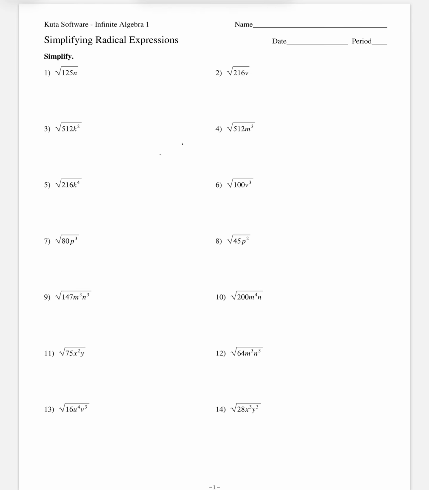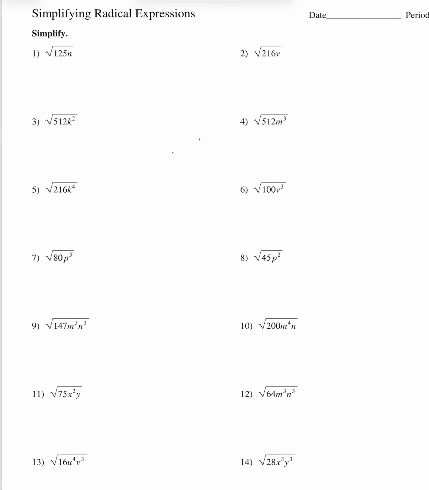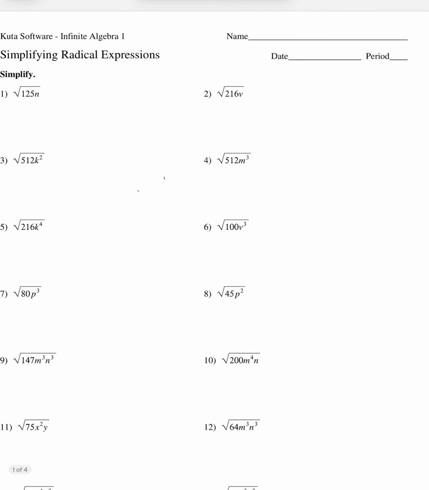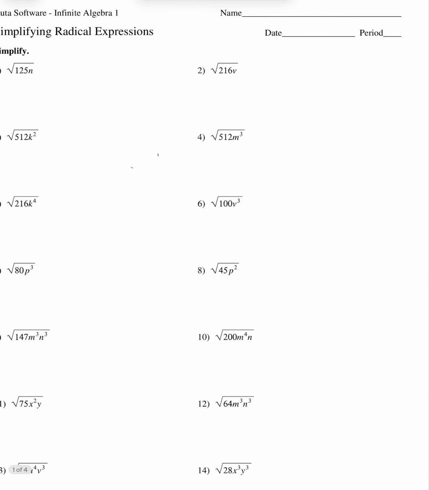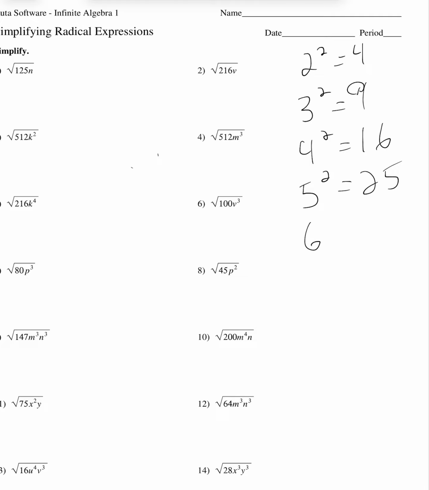I think a good place to start with these problems is, on the side of your paper or on the top somewhere where you can have access to it, create yourself a little menu, like 2 squared equals 4, 3 squared equals 9, 4 squared equals 16. If you're taking a test or studying for a test, I recommend writing this on the top of your test when you go to take it, because it can really help.